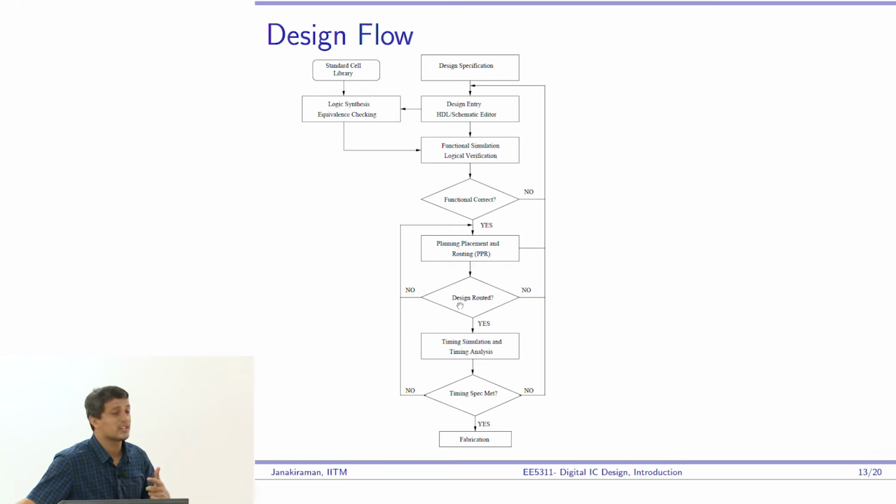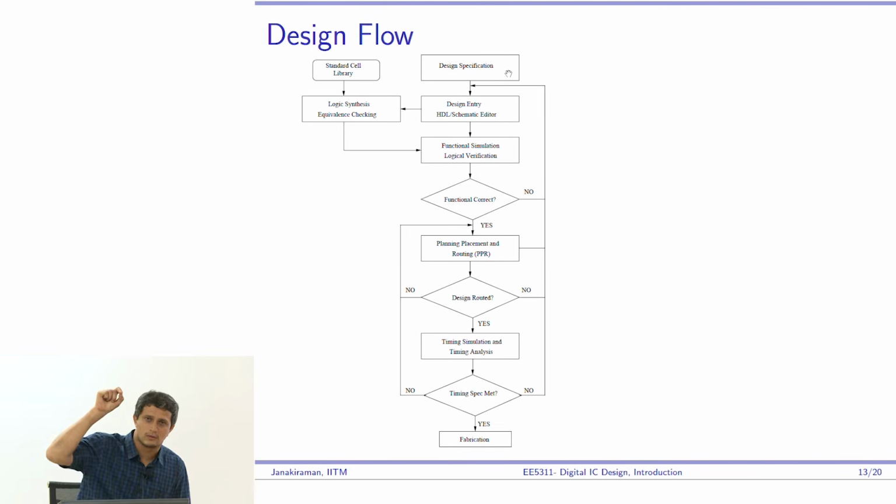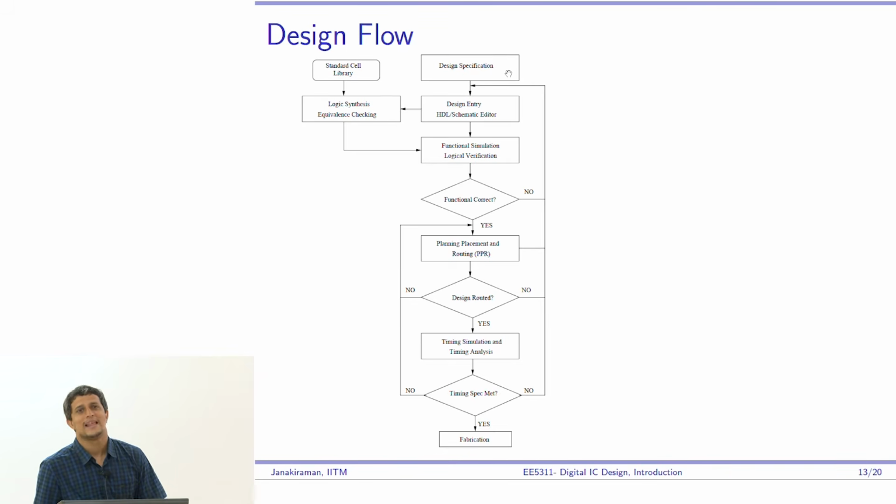Then you check, is the design routed correctly? If yes, you do something. Otherwise, you go back and do something else, right? Timing spec, is it met? If yes, then you complete the design. Otherwise, you go back and do something. So the point is, this is not a straight, unidirectional flowchart where I give something and I'm guaranteed to get an output. This loop may never converge. And that is the reason you are even doing this course.